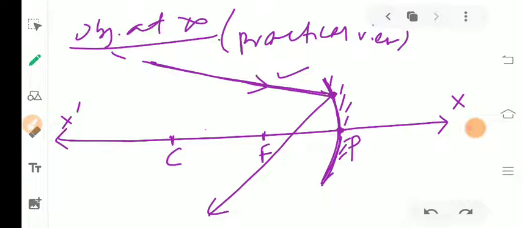Then another ray you may take is one passing through the center of curvature or through focus, anyone which is suitable to you. Let me draw through the center of curvature, the diagram will be easier. Before this, let me erase this focus, because we require this one later. Let us write focus here.